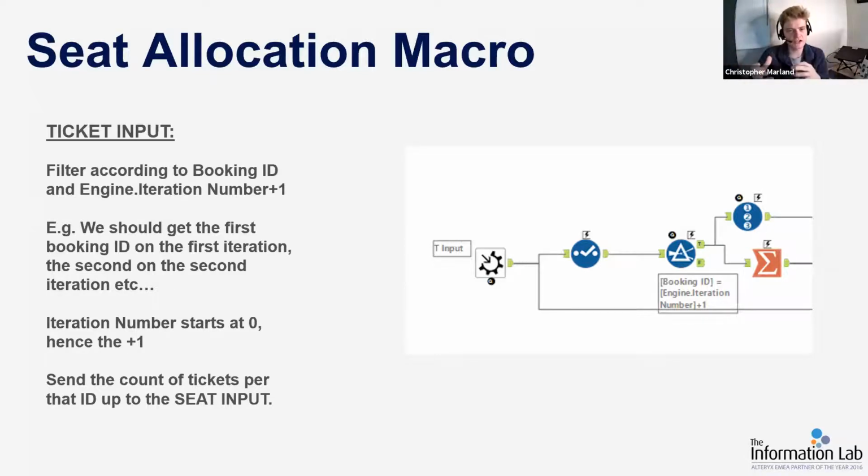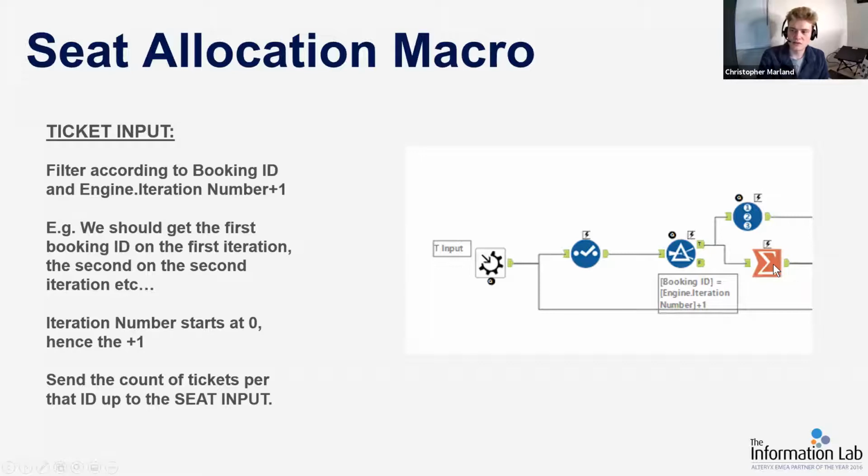Iteration always starts at 0, the engine iteration number, that is. So we needed plus 1, meaning if you've got your first booking ID, then that will get through on the first iteration. First iteration, first booking ID. Then when it iterates again, it will filter out to just leave the second booking ID, then the third time, the third booking ID, etc. So what we want is we want that to go around.